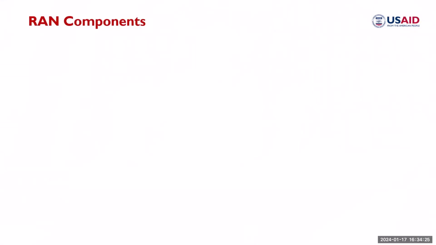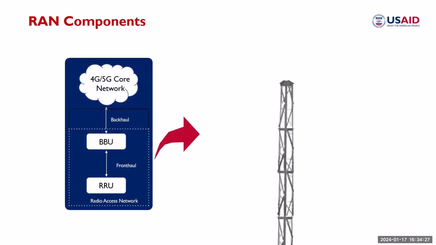So first, there's the tower structure. Okay, this is the physical structure that supports the RAN components, such as the antennas and the cables. The tower structure is designed to be sturdy and stable. So it's more on the purview of the civil engineer, but this is part of the radio access network.